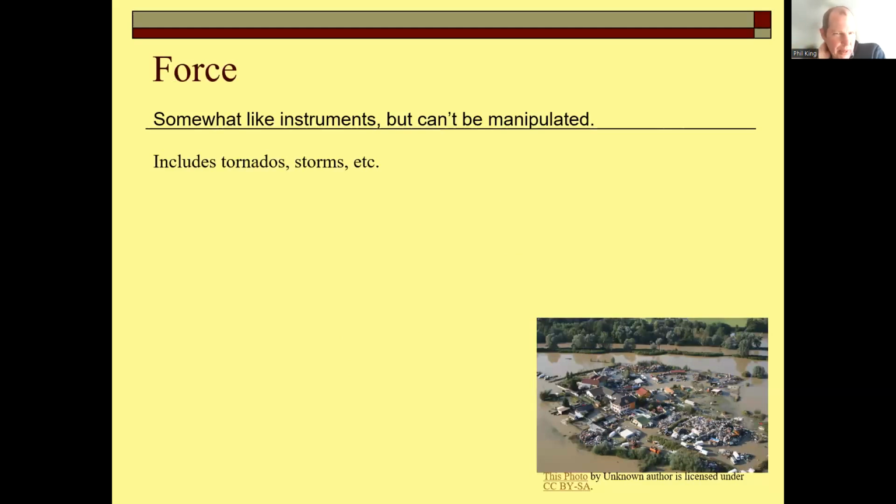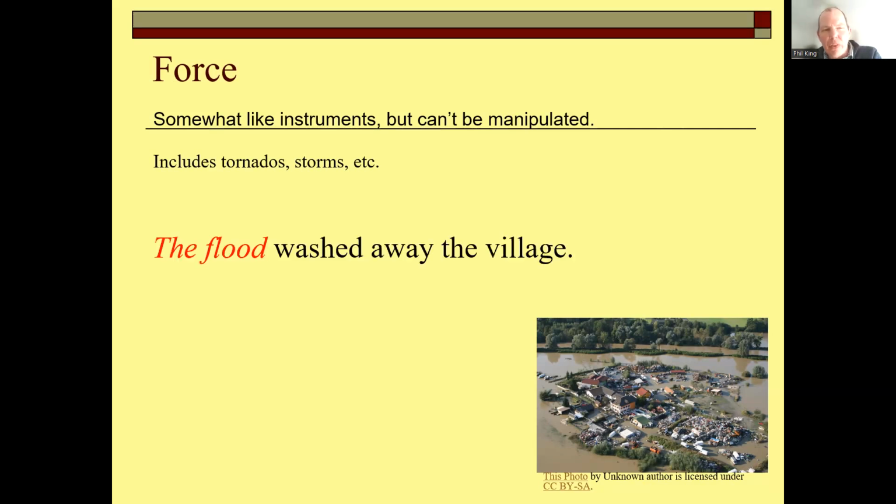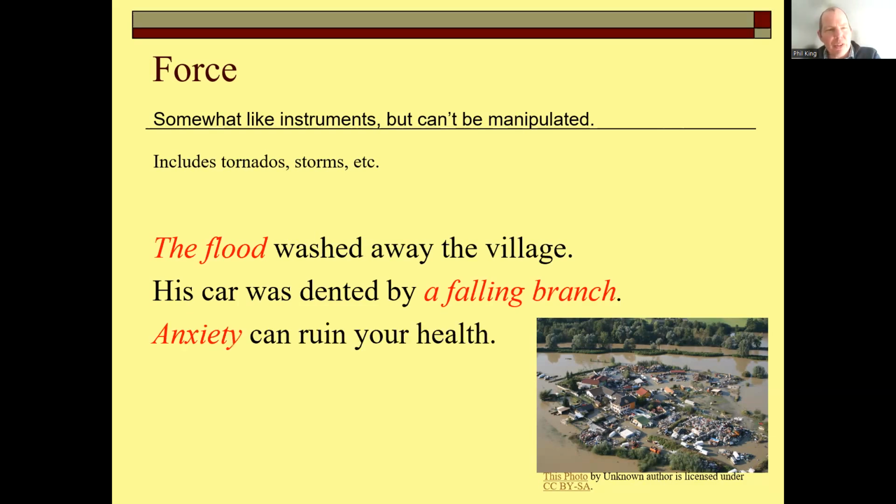Another role that people talk about sometimes is a force. These are a bit like instruments, but they can't be manipulated. It includes things like tornadoes and storms. They're also a particular kind of effector that doesn't have any intention or will behind it. So we've got things like the flood washed away the village. Flood is a force. His car was dented by a falling branch. Falling branch is a force. Anxiety can ruin your health. Again, maybe anxiety is some kind of force. It's not an effector which has a purpose or a plan. It's not really a doer here.